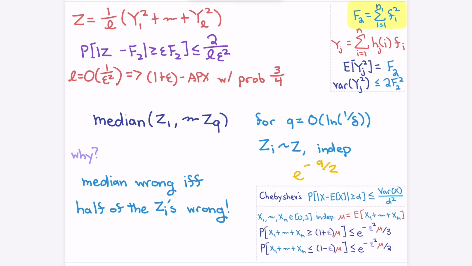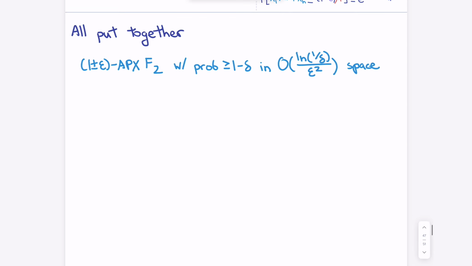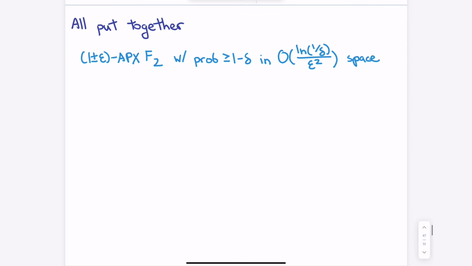Yeah, it's a nice trick. So clearly this is much more general than just this particular application. It'll come up on your homework, for example. Timing is great. So all put together, we're able to estimate F2.